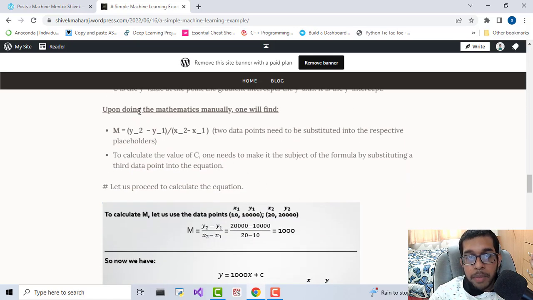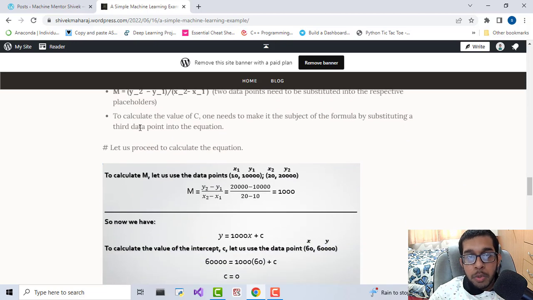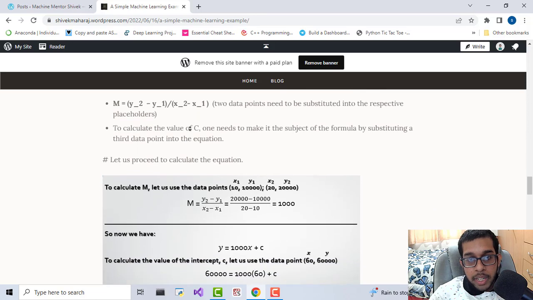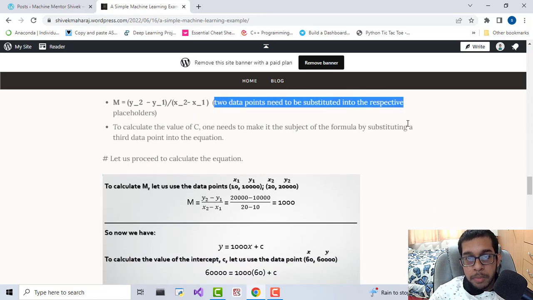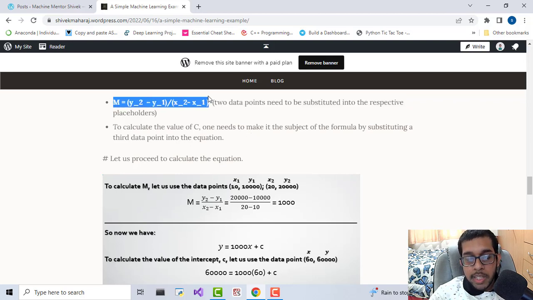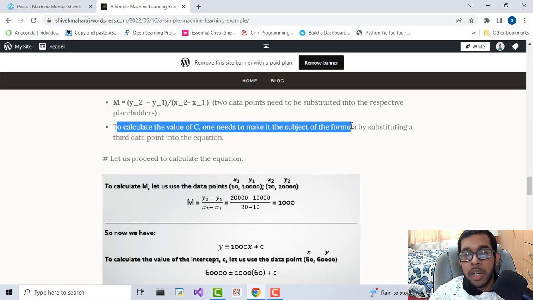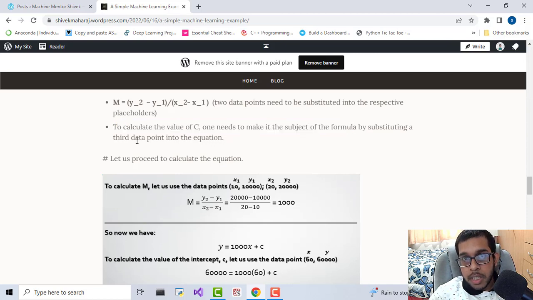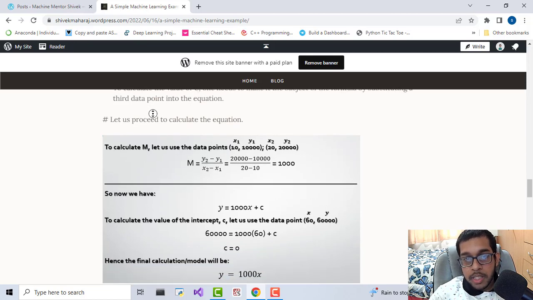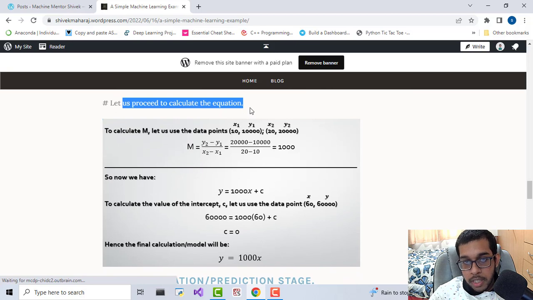Okay, upon doing the mathematics manually, one will find m is equal to y2 minus y1 all over x2 minus x1. Two data points need to be substituted into the respective placeholders. What you see here is the standard formula for gradient. To calculate the value of c, we make it the subject of the formula by substituting a third data point into the equation and performing the calculation. So you guys see, we actually calculate the respective components of the equation itself.